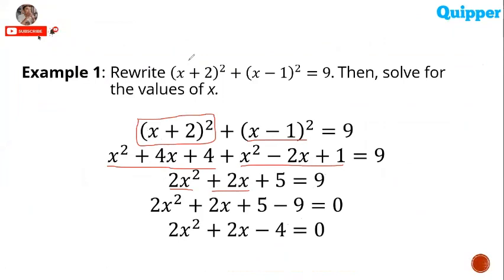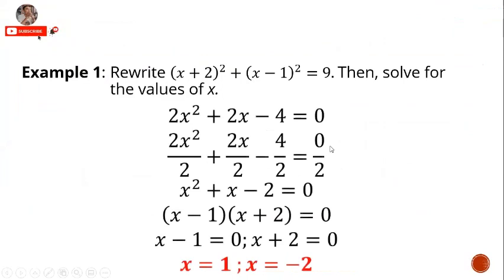So we now have our standard form of the quadratic equation given the original equation, that is the quantity of x plus 2 squared plus the quantity of x minus 1 squared is equal to 9. After that, solve for the values of x using the different methods in solving quadratic equations. Okay, so we have 2x squared plus 2x minus 4 equals 0.